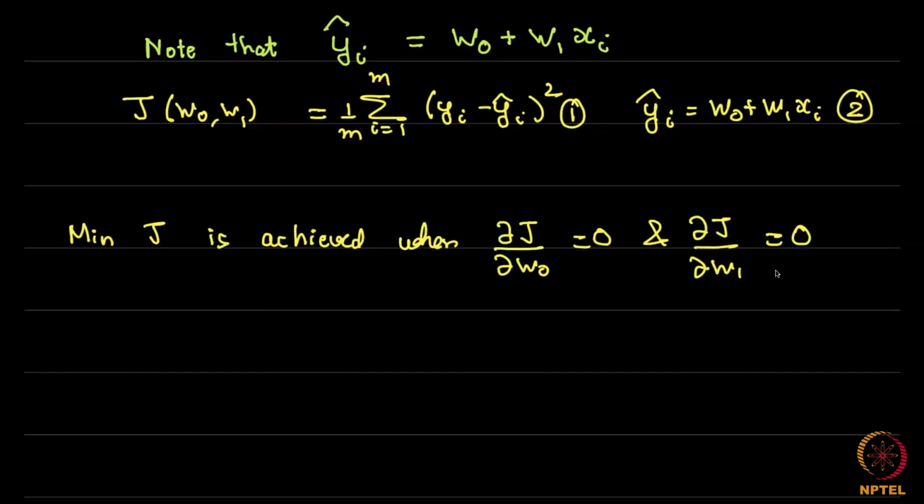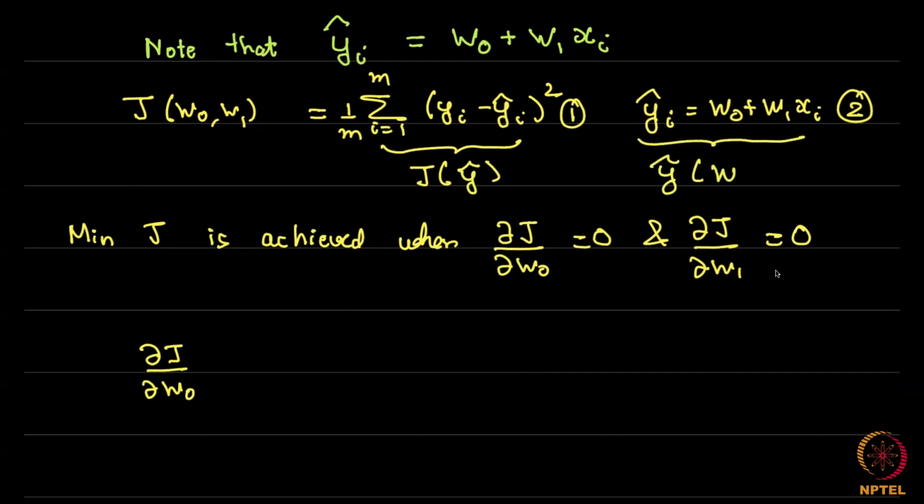What are the terms that correspond to del J del W0 and del J del W1, or what are the equations that correspond to this? Okay. So del J del W0, you notice this is J written simply as a function of Y hat. This is Y hat written as a function of W0 and W1. So we can differentiate this in two steps, and that turns out to be the easiest way of doing this.